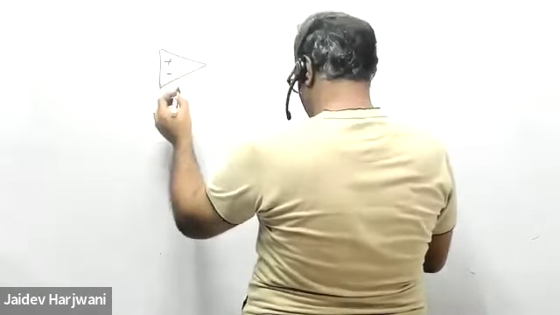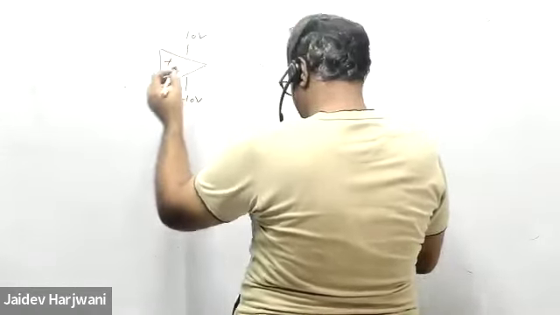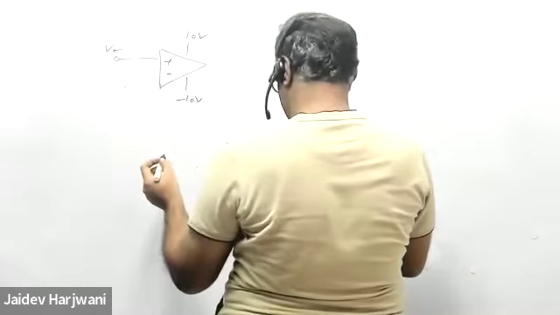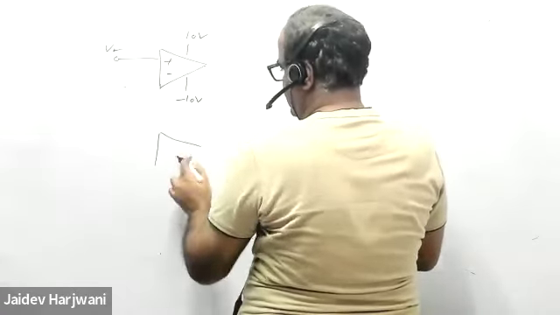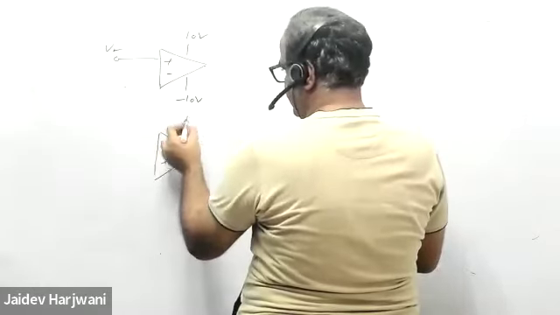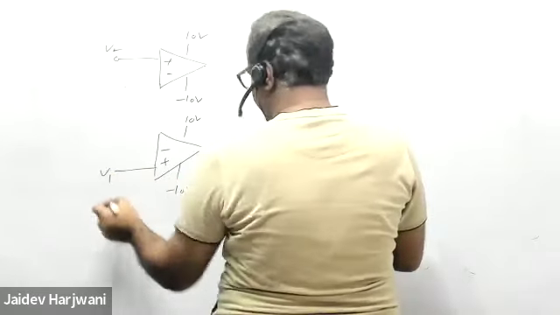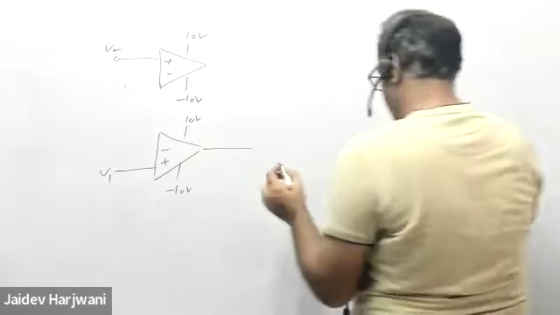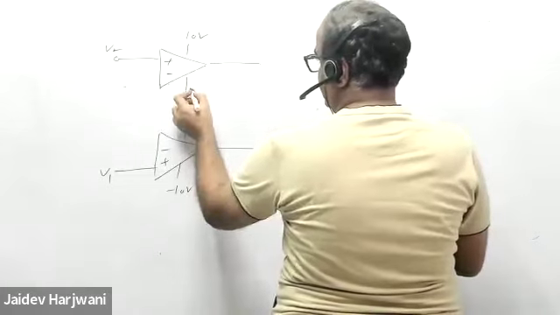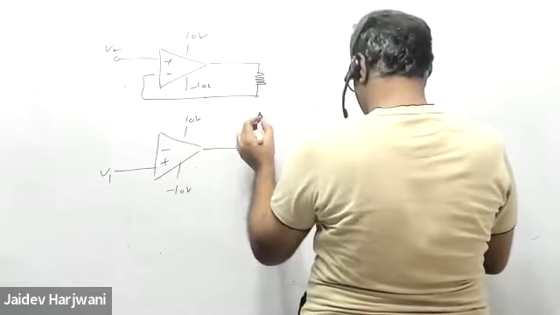This is plus 10 volt, minus 10 volt. Here it is V2. Here you have plus 10 volt, minus 10 volt. This is V1. And here this is coming here a resistance.